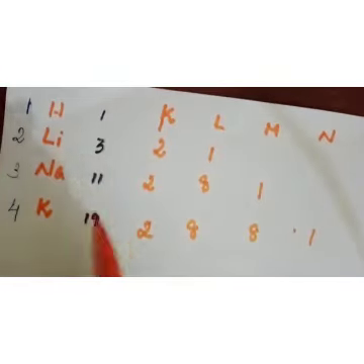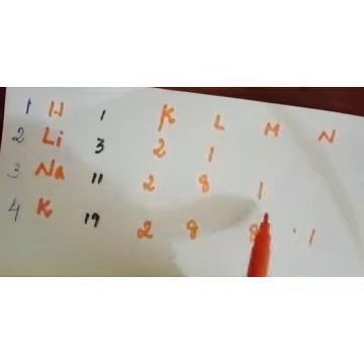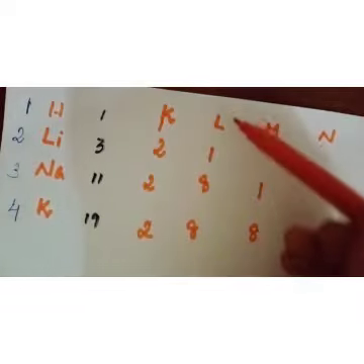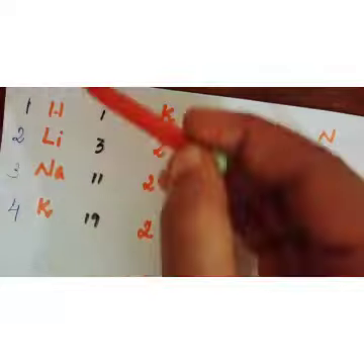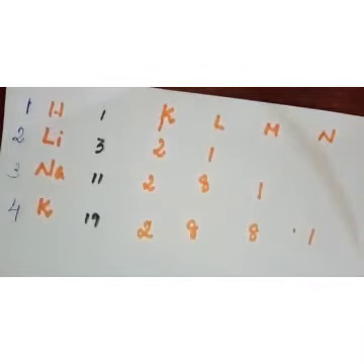We can see that hydrogen has only one shell. Lithium has 2 shells. Sodium has 3 shells. Potassium has 4 shells. Like this it goes on, that is from top to bottom. If you move from top to bottom in a group, the number of shells is increasing, so the atomic size will also increase. As the number of shells increases, the atomic size also increases.